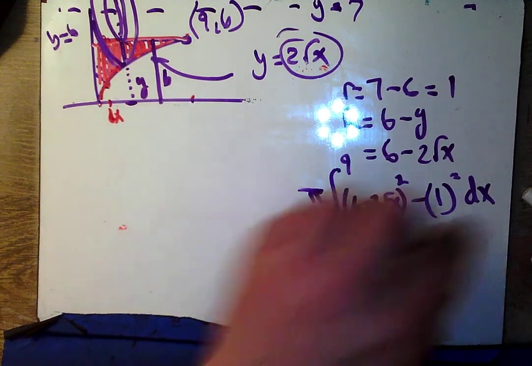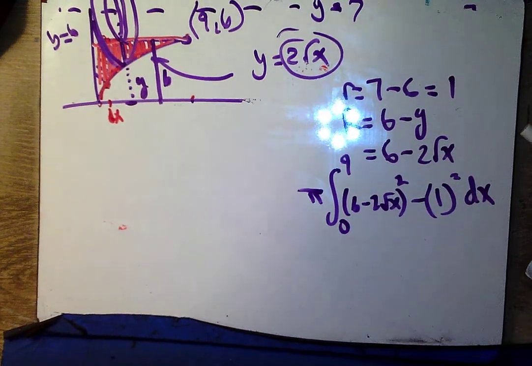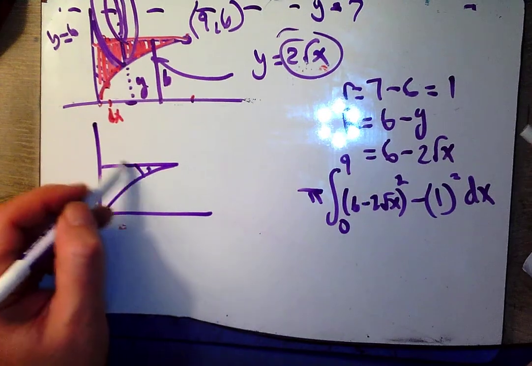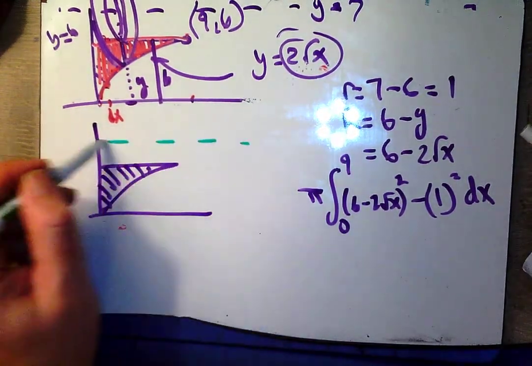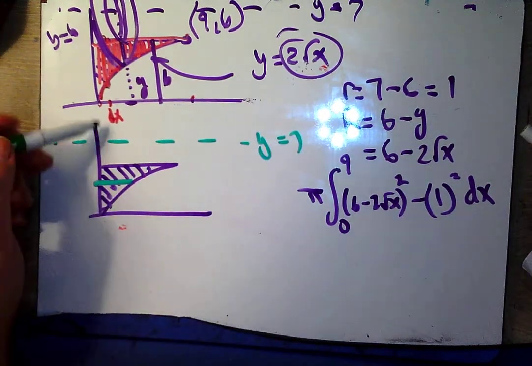What if we did that problem with shells? Okay, let's envision it again. We've got this region here, and we're rotating around y equals 7. So we'll draw something parallel to the axis of rotation.